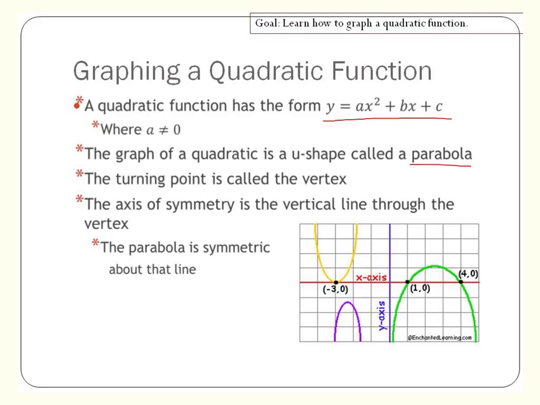Every parabola has a turning point called the vertex. And you also have an axis of symmetry, which is going to be a center line. It's a vertical line through the very center of your parabola, and the parabola is symmetric about that line. So if you fold the parabola in half, both sides would line up.